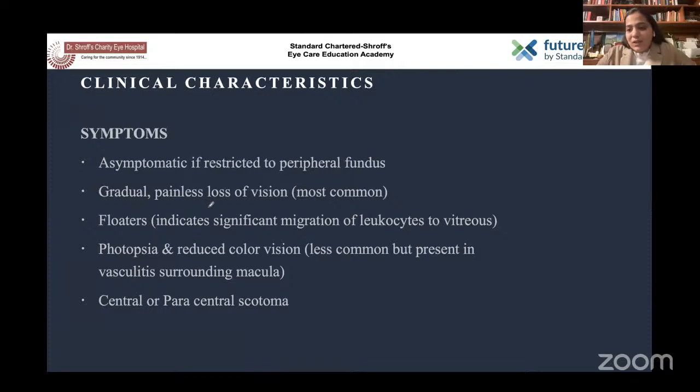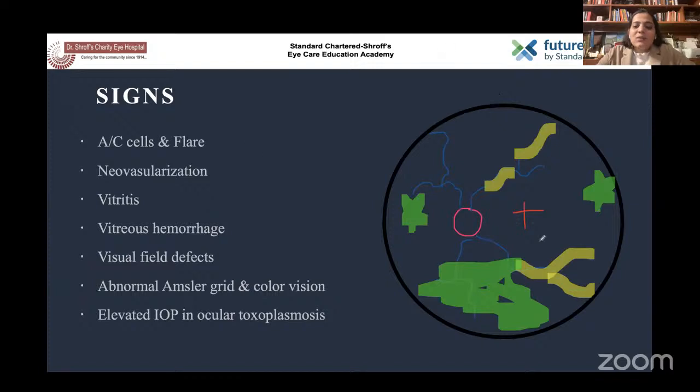So these patients, more often than not, can be asymptomatic because these vasculitis patches are lying somewhere in the periphery. They may be associated sometimes with floaters. However, when they develop some NVs, they may come with recurrent vitreous hemorrhages or sometimes just scotomas. So in the exam, you will be asked about the signs.